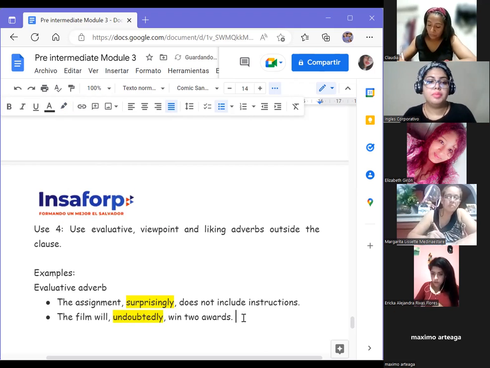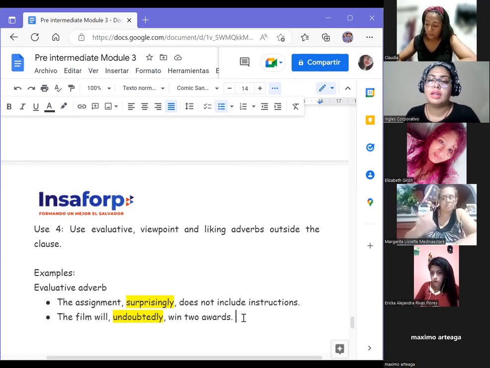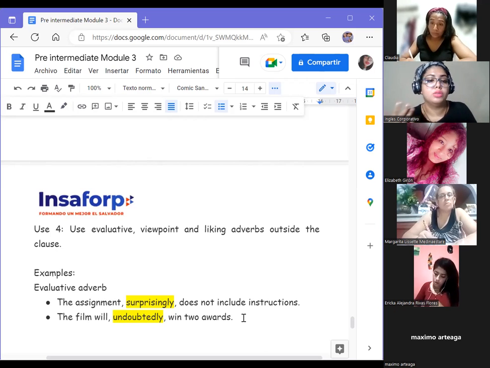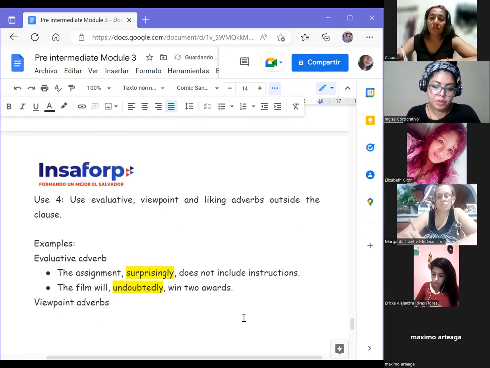In the first one, we can say, la tarea sorpresivamente no incluía instrucciones. And in the second one, la película, definitivamente, sin dudarlo, ¿verdad? Iba a ganar o va a ganar dos premios. Es sin duda, ¿verdad? Sin dudarlo. Then we have the example for the viewpoint adverb. And it says that the viewpoint adverbs occur before or after the sentence.